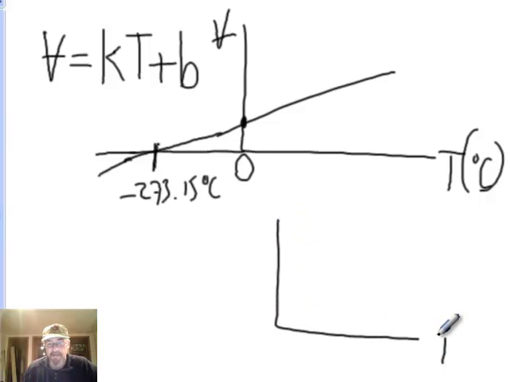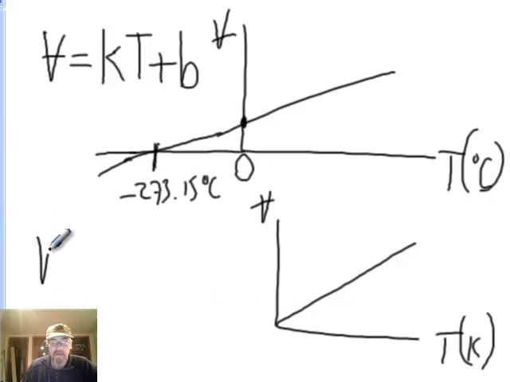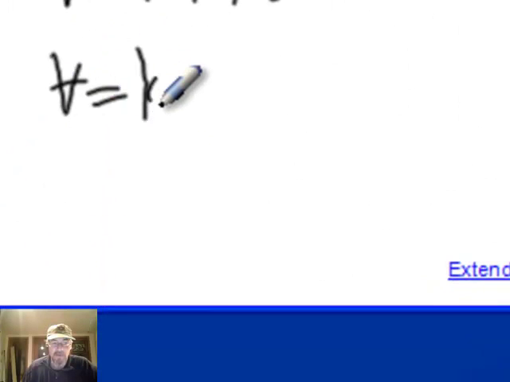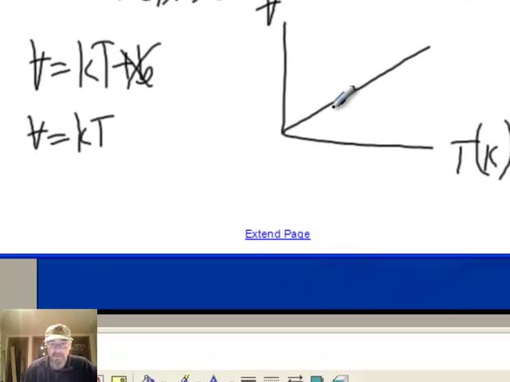And if you do that, you get a different graph. The temperature in Kelvin against the volume starts right there, and it's a straight line relationship. Since it goes through 0, 0, then the relationship V equals KT plus B changes. There's a 0 y-intercept, and so volume is just equal to K times T. And you can make a two-point form of this.